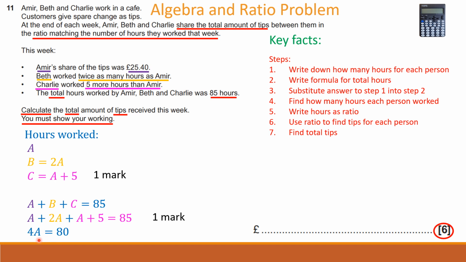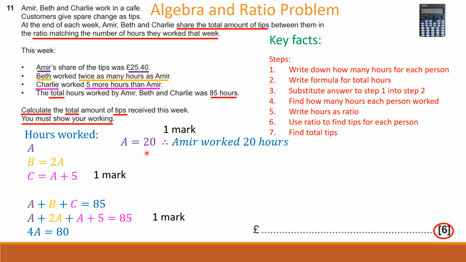From here, I need to find the value of A. So 4 times something is equal to 80. So the opposite to times by 4 is divide by 4. So 80 divided by 4, you can halve it and halve it again, will give you a value of 20. So Amir worked for 20 hours. So A is equal to 20. So Amir worked for 20 hours, and that's how long he worked.